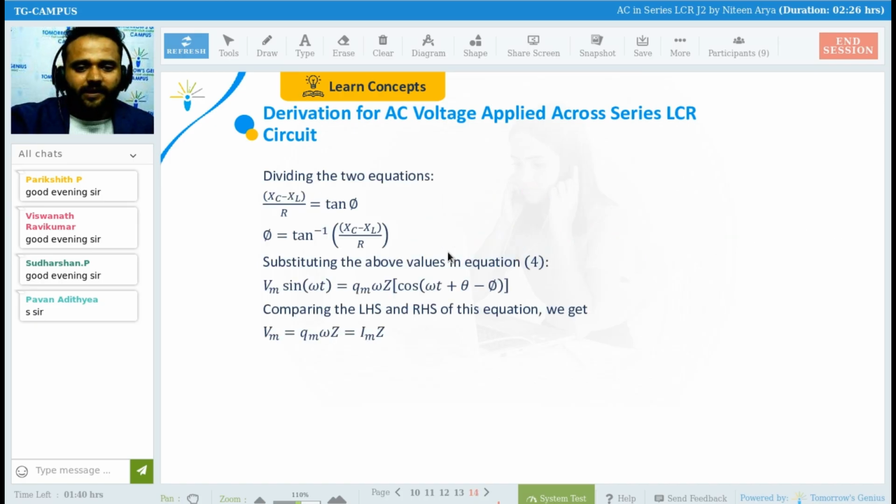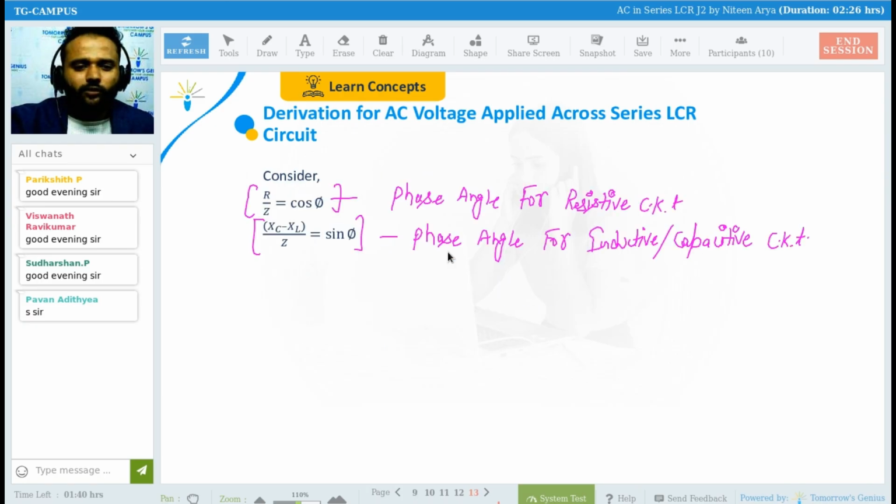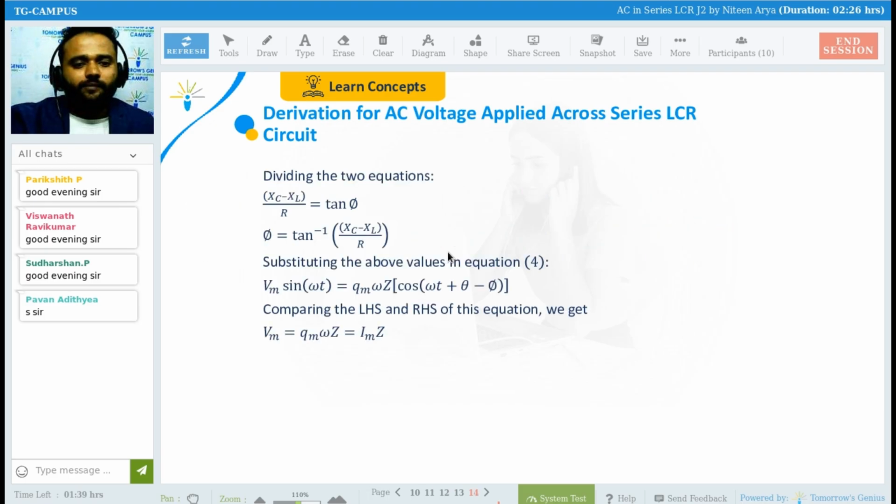Dividing the two equations, sin phi and cos phi, we get (Xc minus XL) divided by R equals tan phi, and phi equals tan inverse of (Xc minus XL) by R. See, that is going to be very important, and in the coming slides you are going to understand why and how.